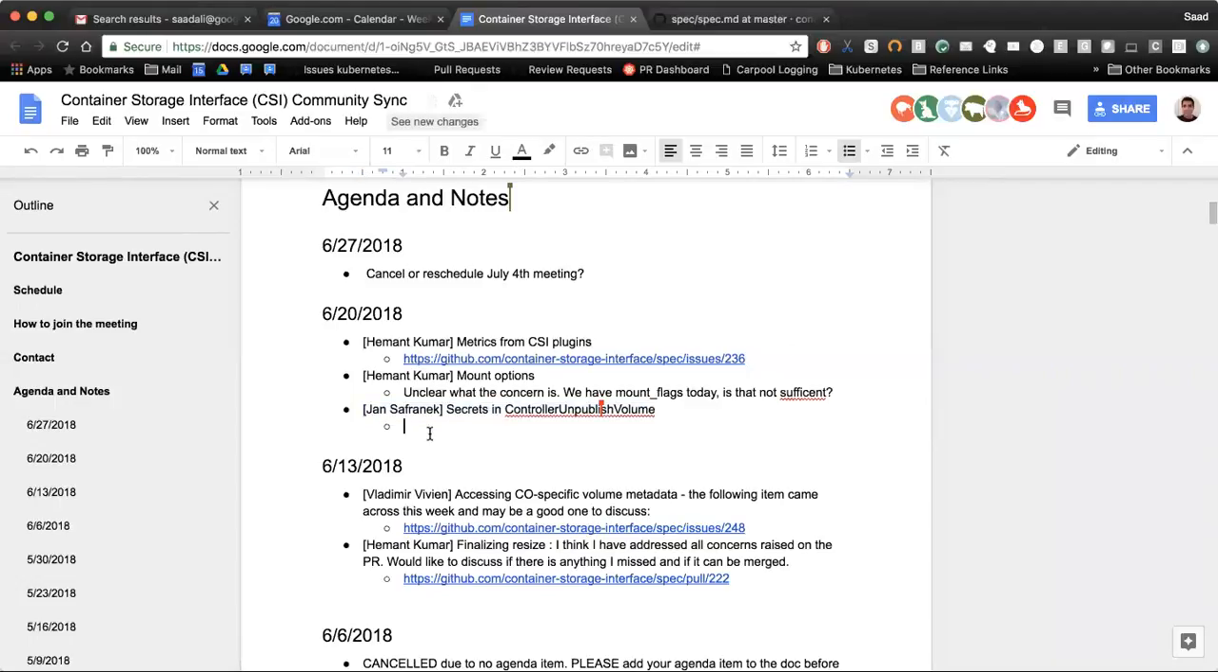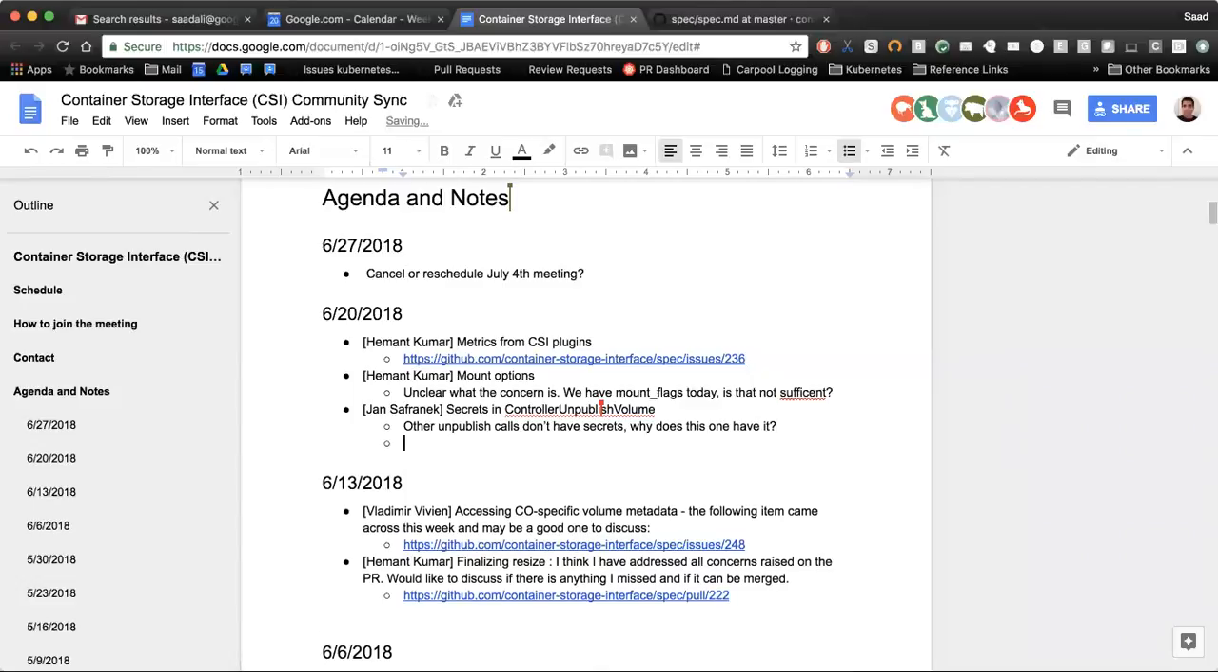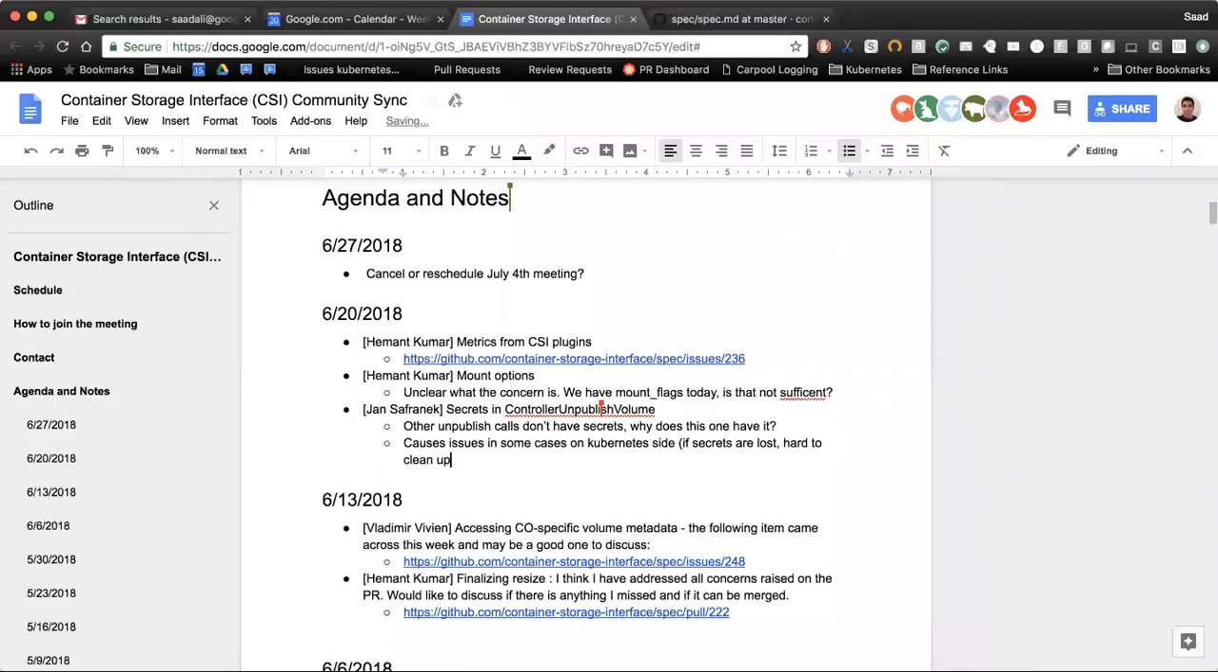All the other unpublish calls don't have any secrets, and I find it kind of weird that this one is so special that it has it. And in Kubernetes, we have some implementation problems with this in some pathological states. When Kubernetes is sure that it doesn't want this volume attached because nobody uses it, it remembers who was using it, but it doesn't have its secrets anymore. So my question would be, why is the secret there in the first place?